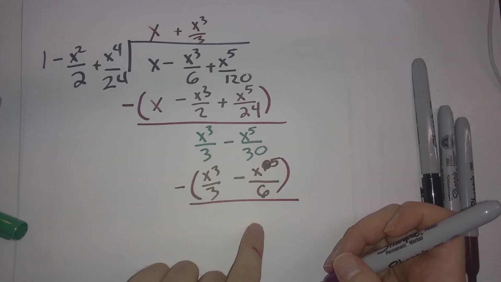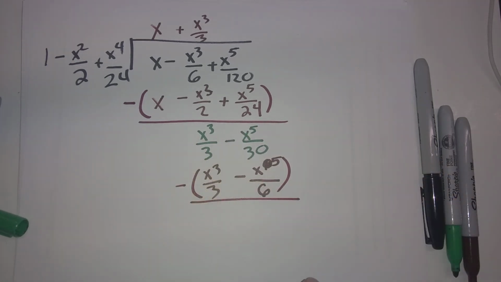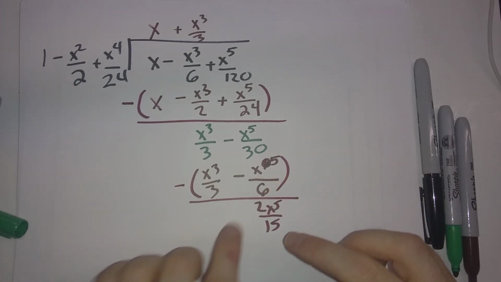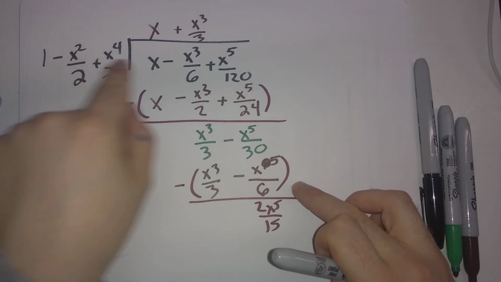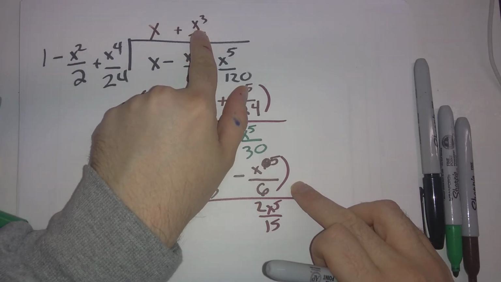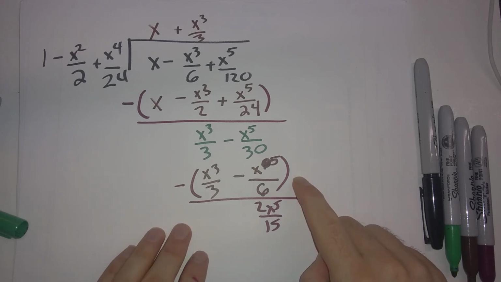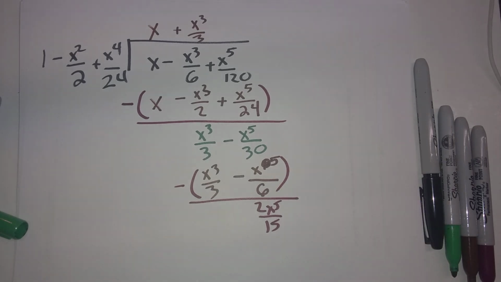And by the way, we end up with 2x to the 5th over 15. By the way, I should point out that I didn't bother multiplying x cubed divided by 3 times x to the 4th divided by 24, because that would give us an x to the 7th term, and that's farther out than we care about. We're only going out to x to the 5th terms.